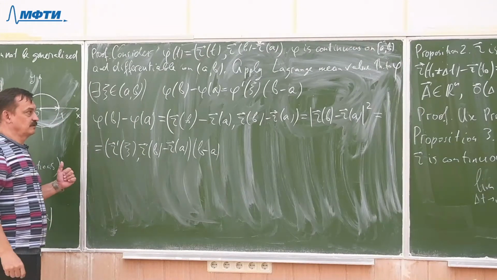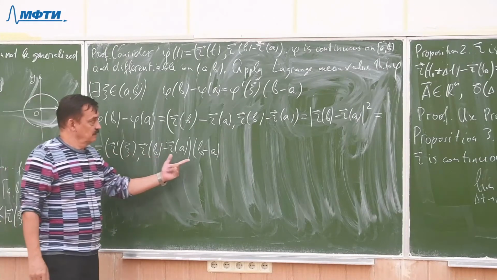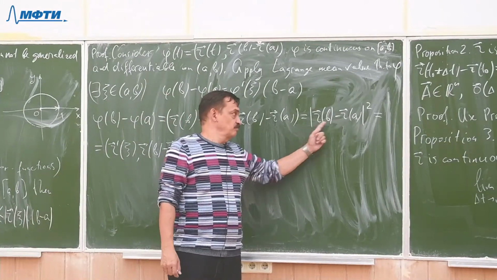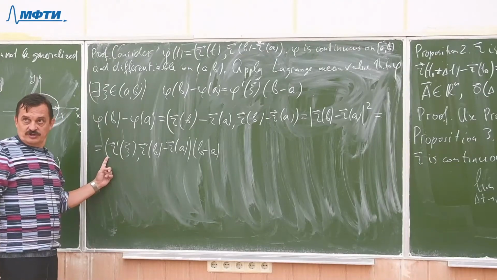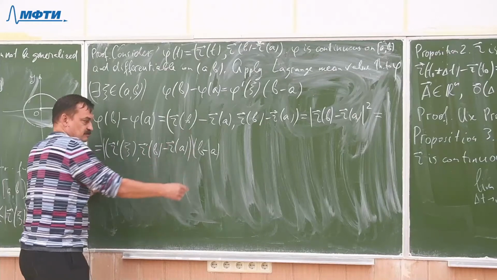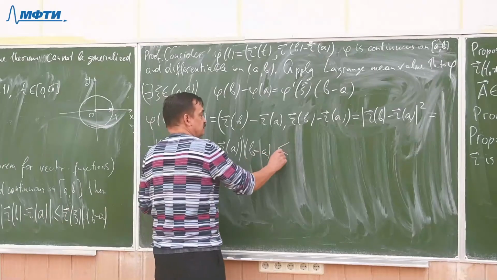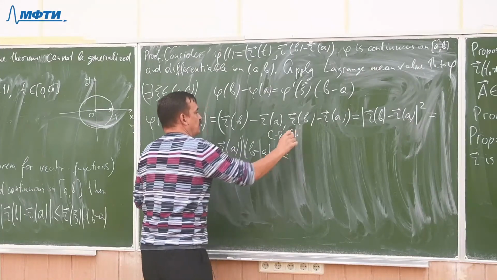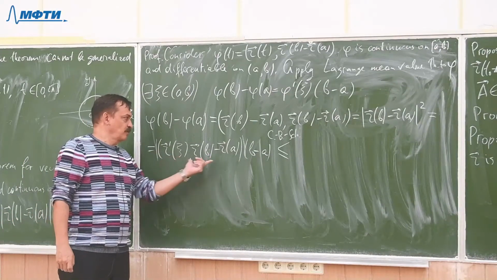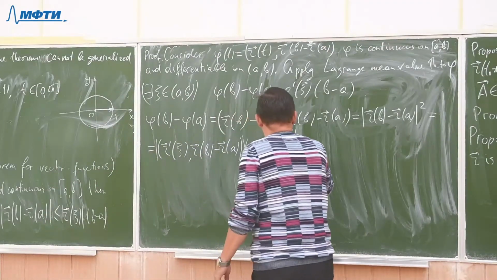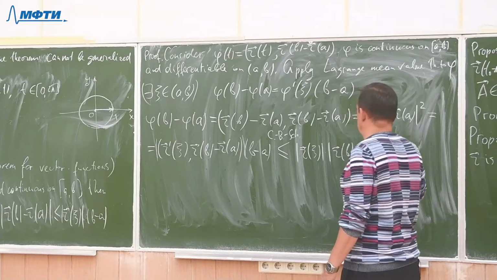Then look at the left hand side. This is non-negative, right? B minus a, of course, is also non-negative. So this scalar product is also non-negative. If it is non-negative, I can put the modulus here also. But then apply the Cauchy-Bunyakovsky-Schwarz inequality. So the modulus of a scalar product is less or equal to the product of lengths. So the length of r prime of xi times the length of r of b minus r of a times b minus a.